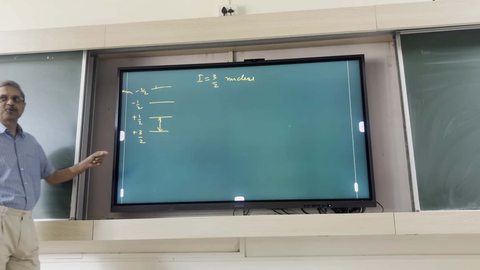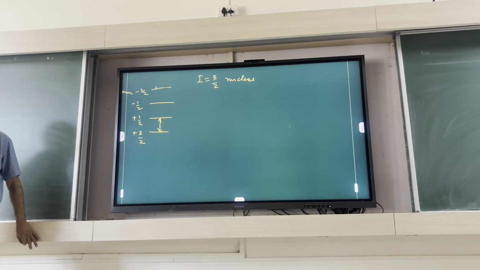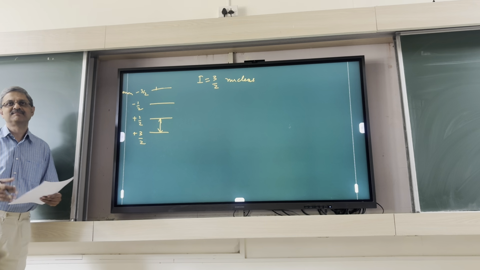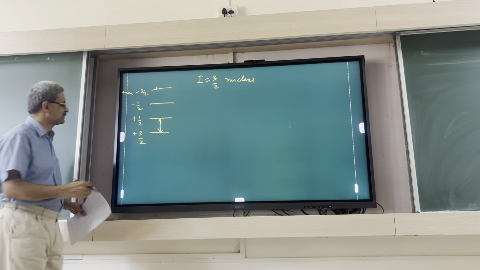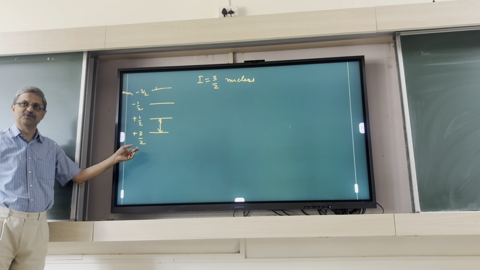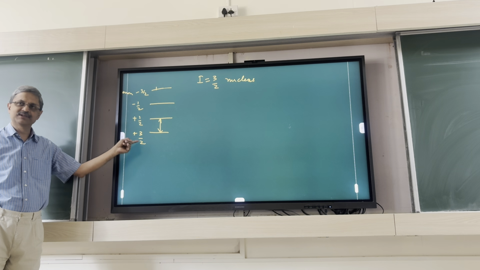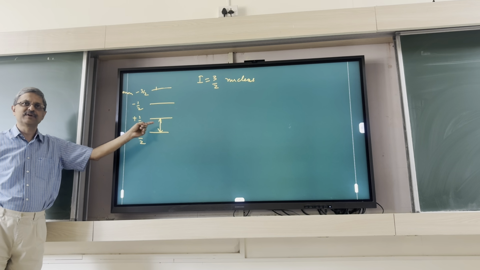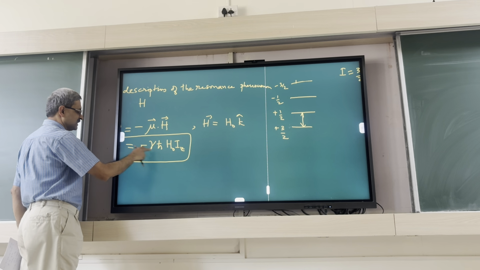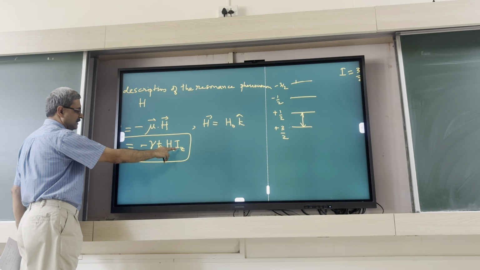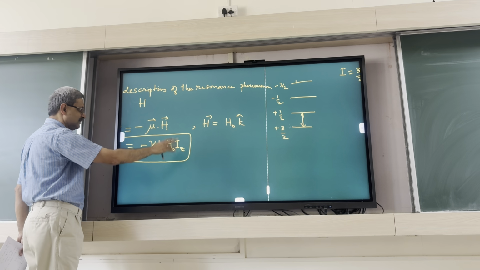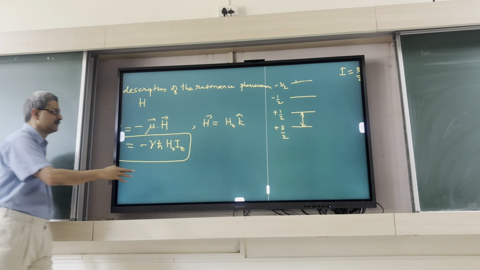If you now want to cause transitions between these, you need to apply a field with a frequency, and then you must match h bar omega to this energy level difference. The energy level difference is known. You just calculate the energy for 3/2, calculate the energy for 1/2, and the difference is straightforward. You take the expectation value, 3/2 minus 1/2, so 1. So gamma h bar H naught. That's the energy level spacing.